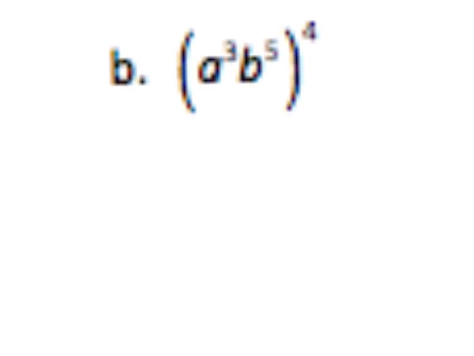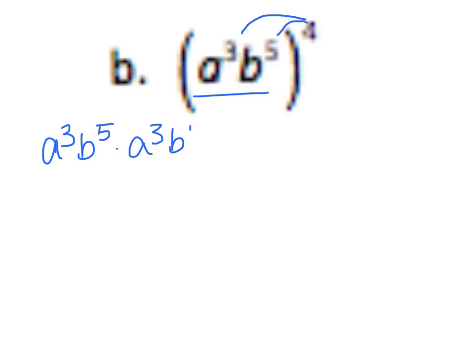Now, you can use that shortcut and rule, 3 times 4 and 4 times 5. I personally don't like that because a lot of the times it will screw you up as we get harder examples. So I'm going to write this out 4 times. So I have a to the 3rd, b to the 5th. A to the 3rd, b to the 5th.